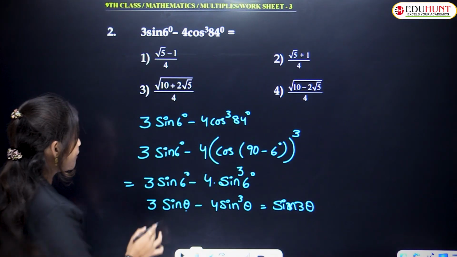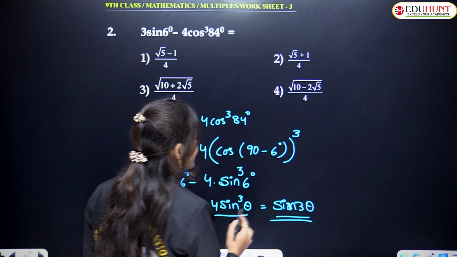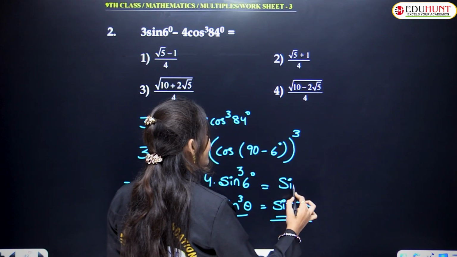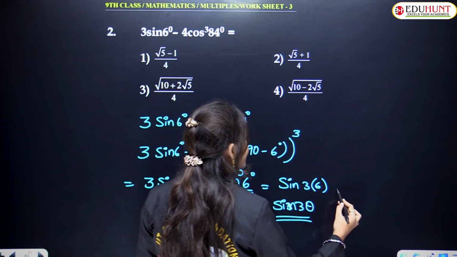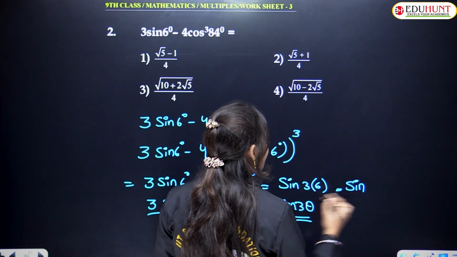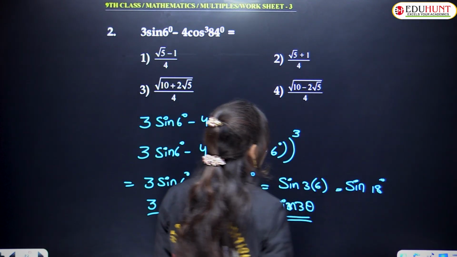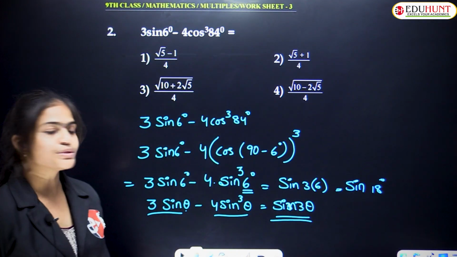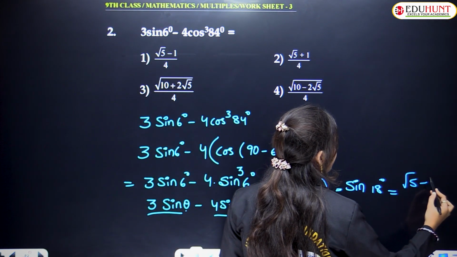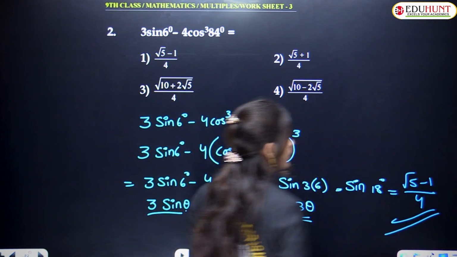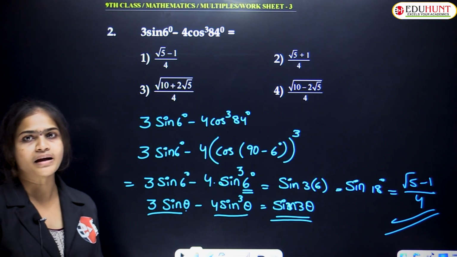Okay. Yes or no? This is the formula for sin 3 theta. So it equals sin of 3 into, at the place of theta we have 6. So sin 3 into 6 is equal to sin 18 degrees. Okay. So sin 18 degrees, what is that value? Sin 18 degrees is root 5 minus 1 by 4.